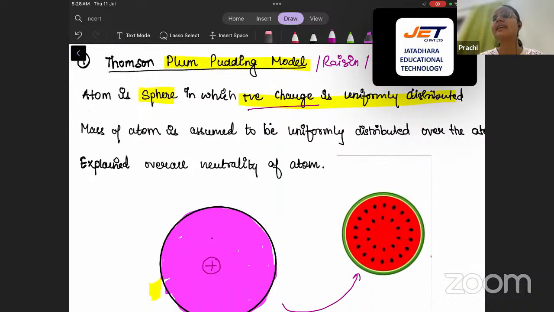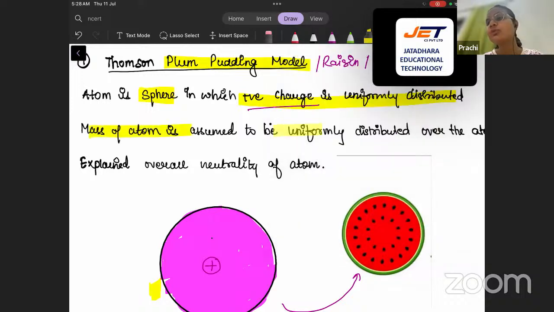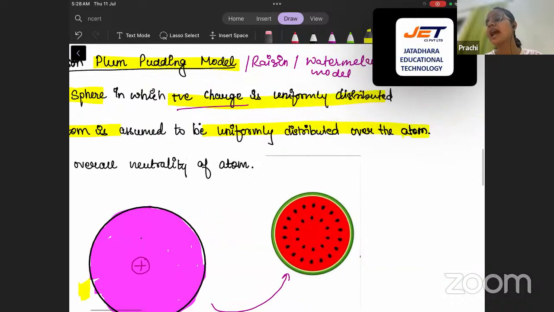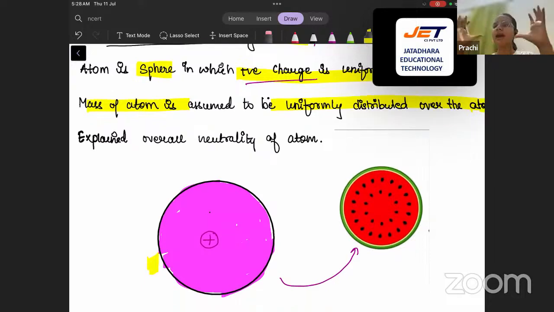And what he said is that the mass of the atom is assumed to be uniformly distributed over the atom. He said that all the mass is uniformly distributed over the atom. It's not that some of the mass is concentrated at the center, or concentrated at one corner. No, it is uniformly distributed over the atom, right? For example, in the watermelon, it's not that you have more pulp at one place and less pulp at the other place. There is a uniform distribution of the mass.